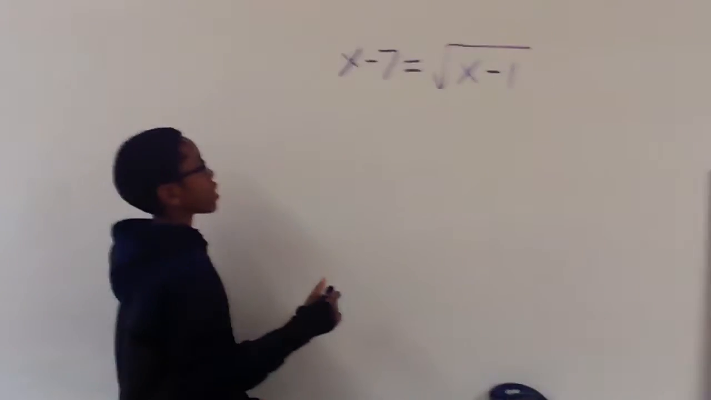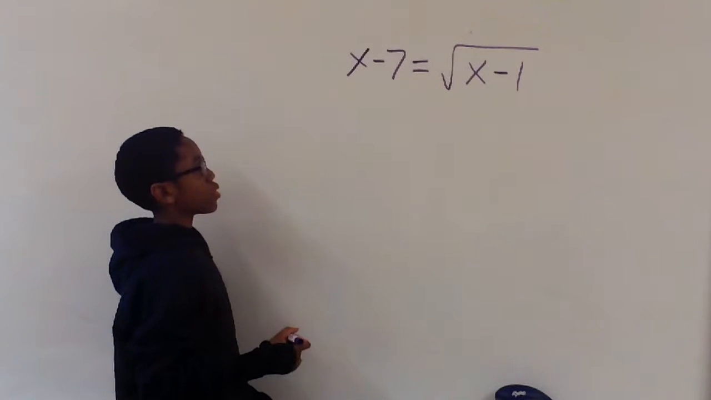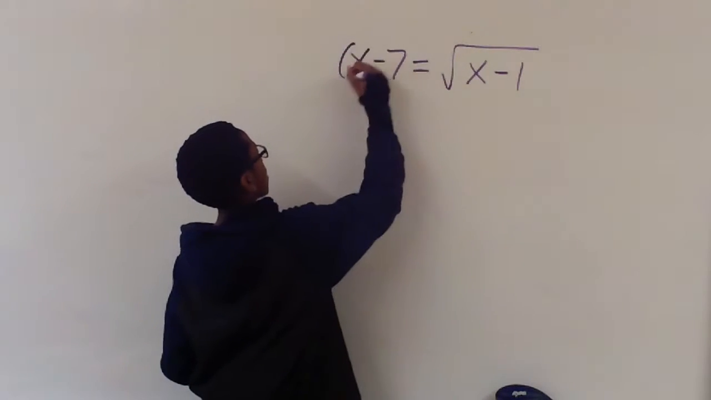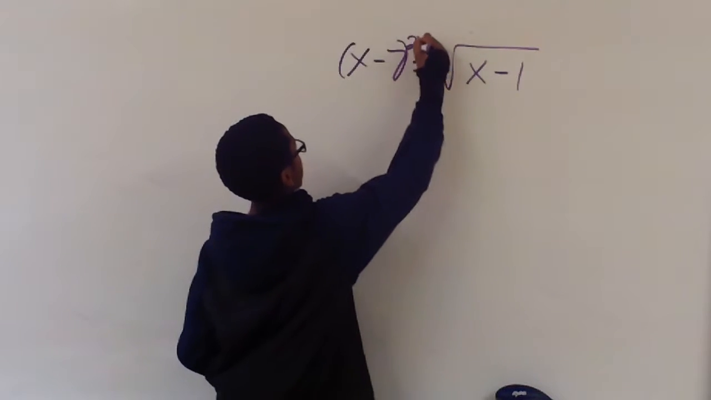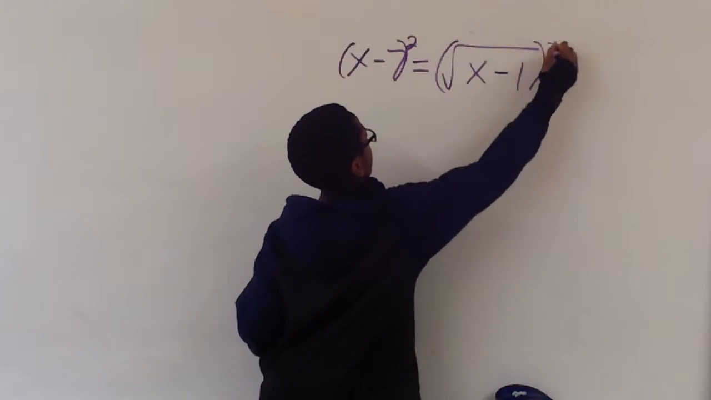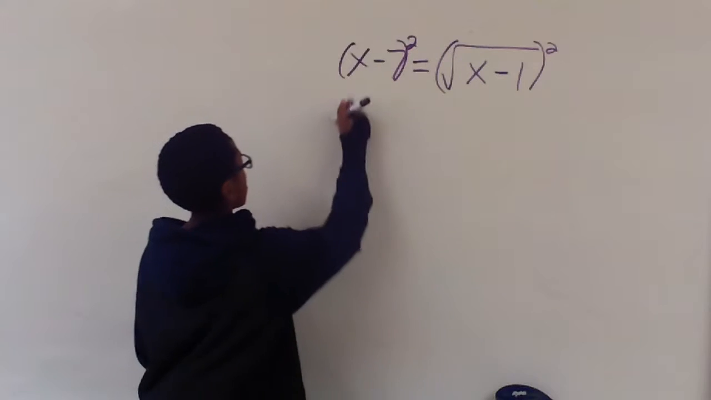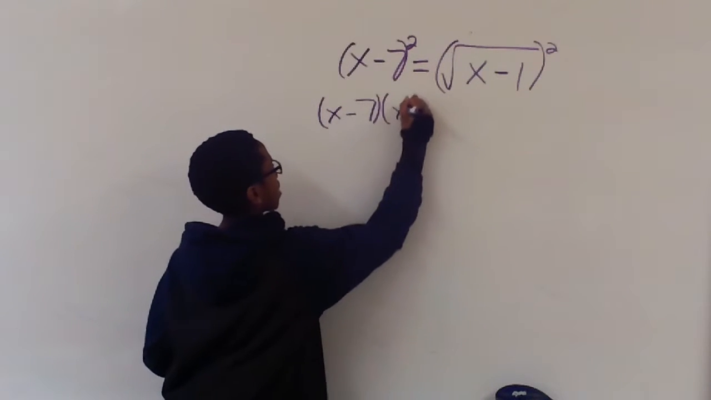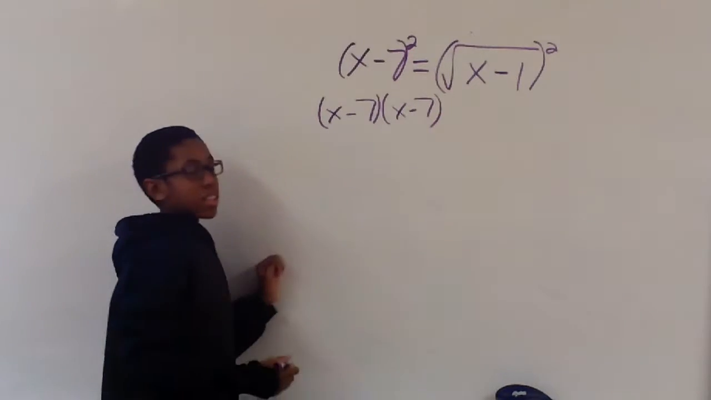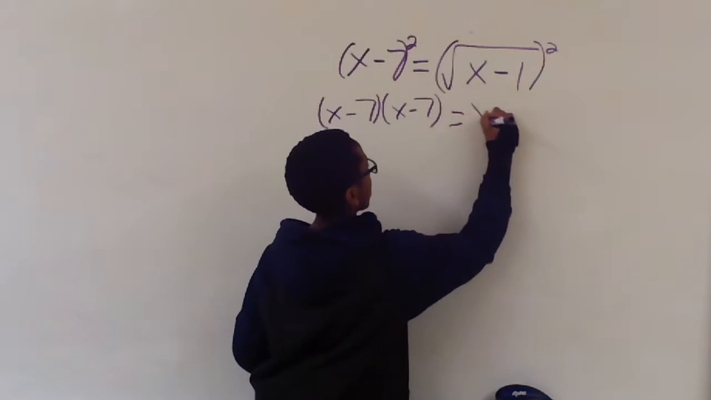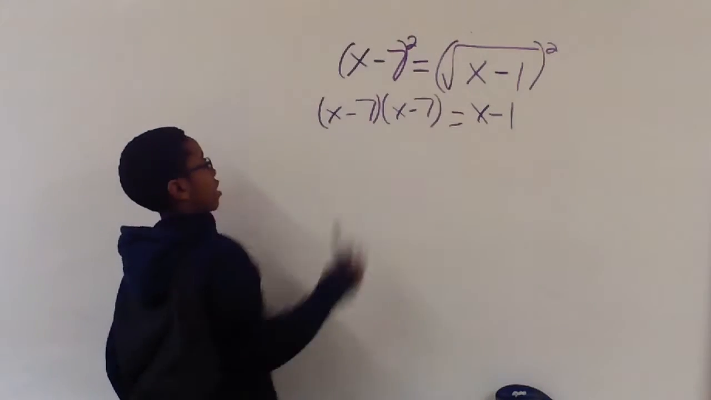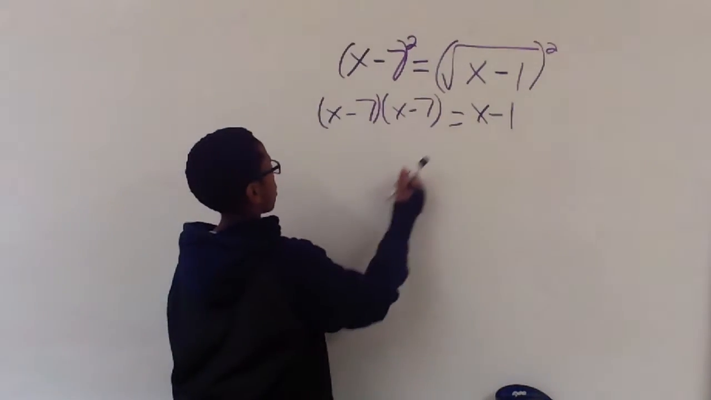Solve the radical equation x minus 7 equals the square root of x minus 1. First, you want to square both sides. This will eliminate the radical over here. So it would be x minus 7 times x minus 7 equals just x minus 1, because when you square a square root, it just gets rid of the radical.